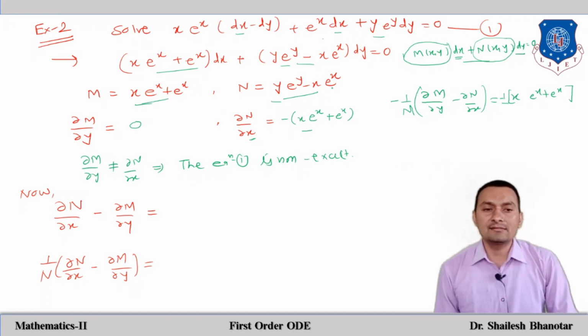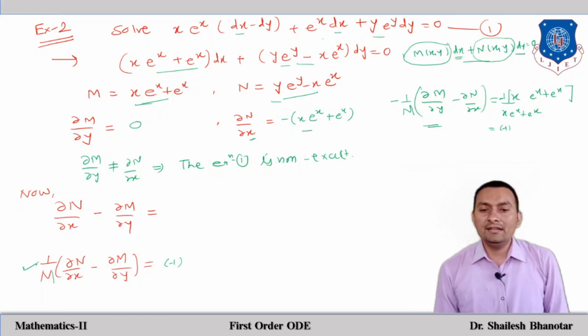M is what? This is that you can write x times e raised to x plus e raised to x. So it is clear that this is going to be cancelled out and we will have minus 1. That you can verify, and this is what is written over here. So you can write the answer is nothing but minus 1.